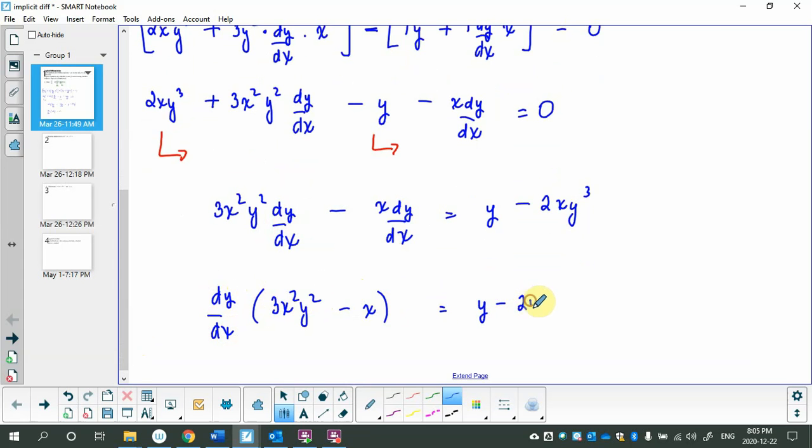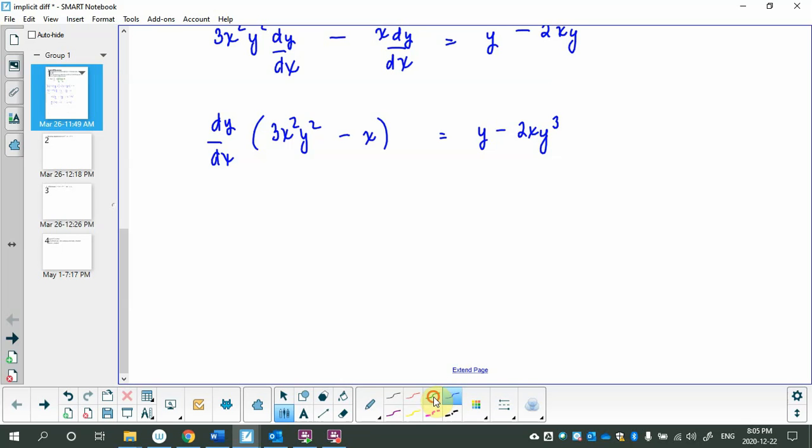And then we're going to have to divide on both sides. So I'm just going to leave it like that, because dy by dx will end up as y minus 2xy cubed, what was there already, divided by this bracket, which is preventing the dy by dx from being by itself. So divided by 3x squared y squared minus x. And there is the answer.